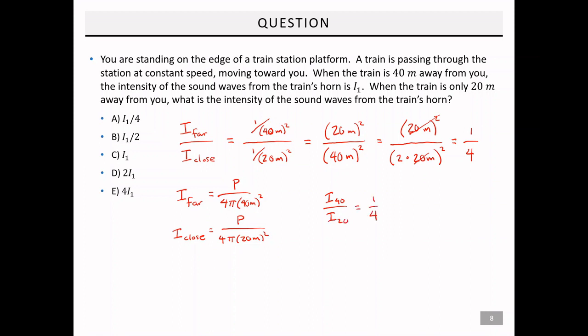Okay, I can just rearrange that to make it look a little nicer. I will get that the intensity at 20 meters is 4 times the intensity at 40 meters. So that means the answer is going to be E. The question is asking, what is the intensity of the sound waves from the train's horn when it is 20 meters away from you? And the intensity will have increased by a factor of 4.